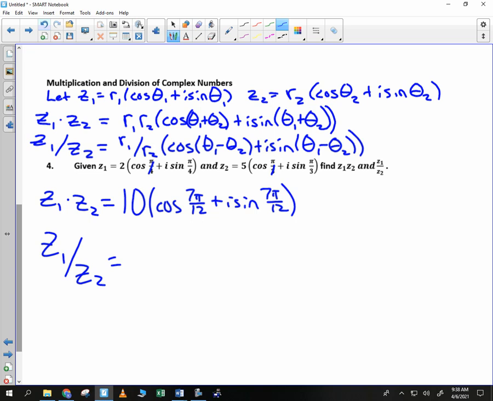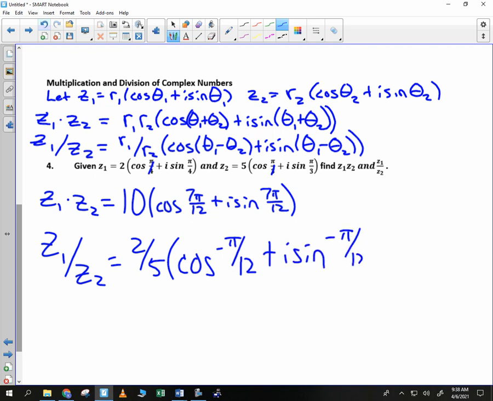All right. So Z sub 1 divided by Z sub 2. What's the new r value going to be? 2/5 times the cosine of, we had 3 pi over 12 and we had 4 pi over 12. Subtract them and you get negative pi over 12, plus i sine of negative pi over 12.